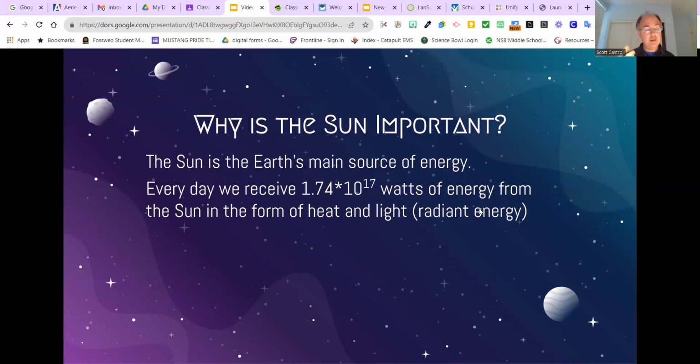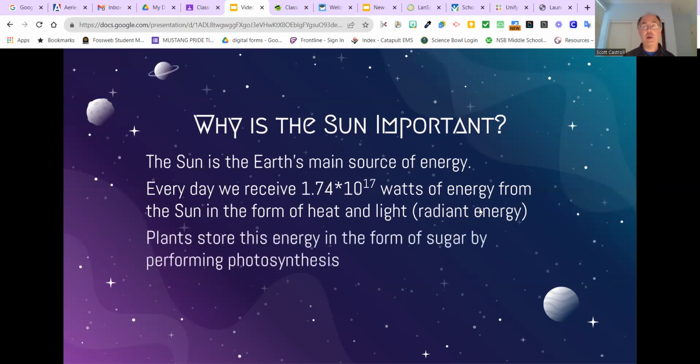Besides that, plants perform photosynthesis so they can convert this light energy into chemical energy in the form of food. Then animals will eat the plants. Plants and animals and other living things will die, and eventually their bodies become fossil fuels. Basically, almost every kind of energy you can think of, except for nuclear and geothermal, originates from the Sun.